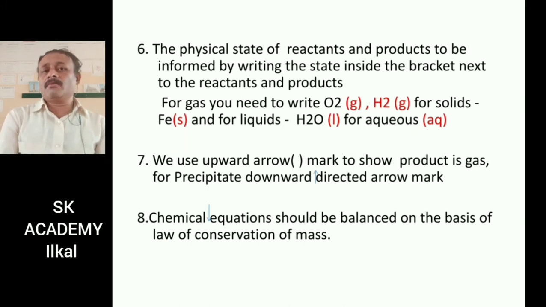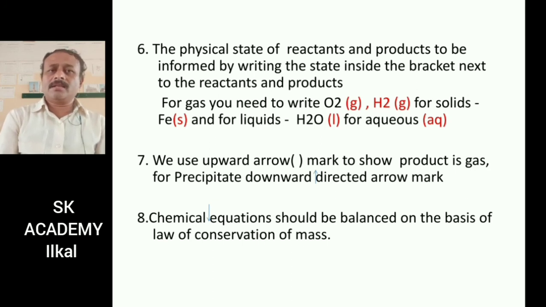And next, we use an upward arrow mark. An upward directed arrow mark we use to show that the product is a gas. For example, Zn plus HCl gives ZnCl2 plus H2 gas liberated, right. So, after the H2, instead of writing g, you can write an upward directed arrow mark. That is enough, that indicates that the liberated product is in gaseous state.